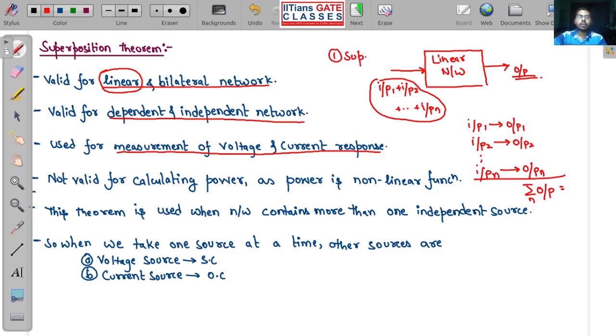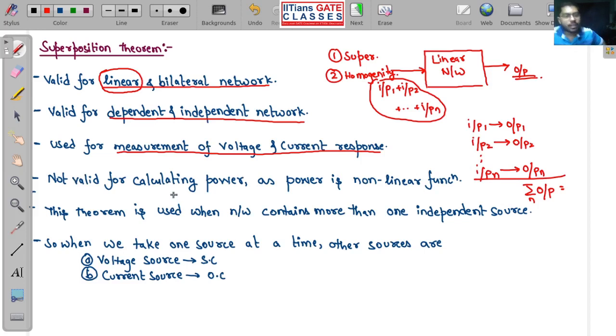So a linear network satisfies which two conditions? First is the superposition condition and second is the homogeneity condition. The superposition condition we just saw is the additivity property. The homogeneity property is the multiplicative property. That means if we multiply the input by a constant or a scalar, the output also gets multiplied by the same factor. This is what we mean by a linear network: both the superposition principle and the homogeneity principle hold true.